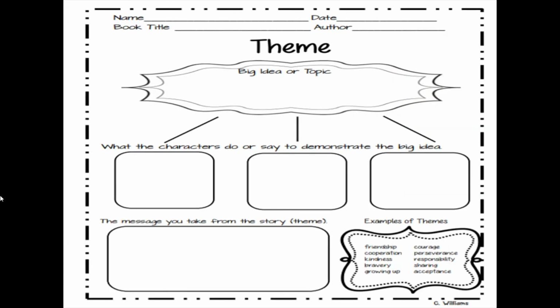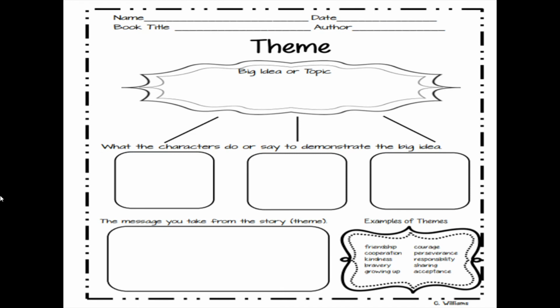All right, now we're getting ready to practice theme. So if you have this paper printed, we would like you to take it out. If you don't, you can draw this graphic organizer on a sheet of notebook paper. So what we want you to do is list something in each of the boxes that we have. So the big idea or topic, you can look down at the example of themes, and one of them actually will fit into that big idea or topic.